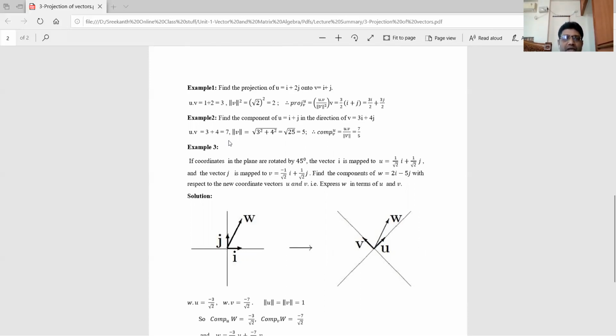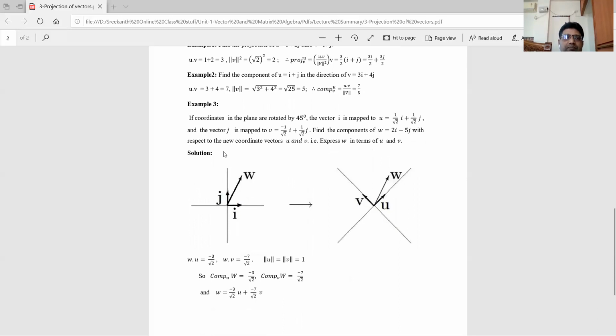So if I calculate u bar dot v bar, i bar into 3 i bar is nothing but 3, plus j bar into 4 j bar is 4. So 3 plus 4 is 7. So what is the magnitude of this vector v? Square root of 3 square plus 4 square, which is root 25, 5. Therefore, the component of u with respect to v using the formula is 7 by 5, which is a scalar quantity clearly. Now we'll see one more example.